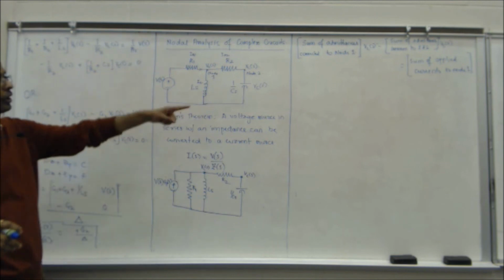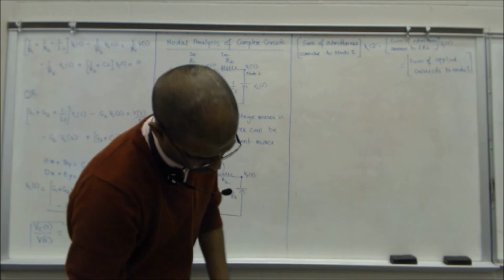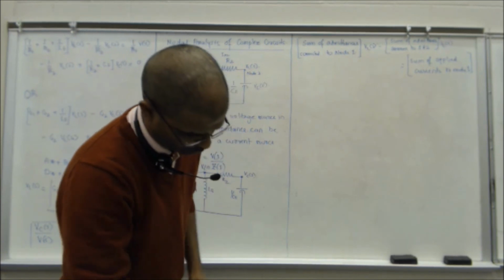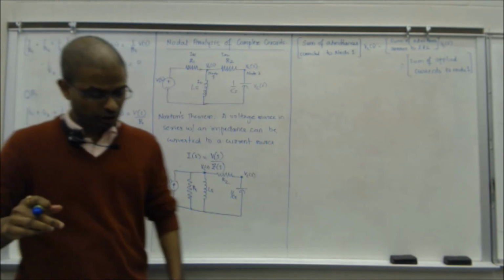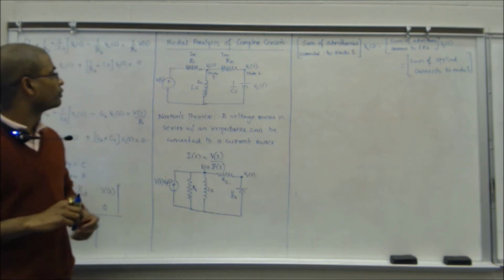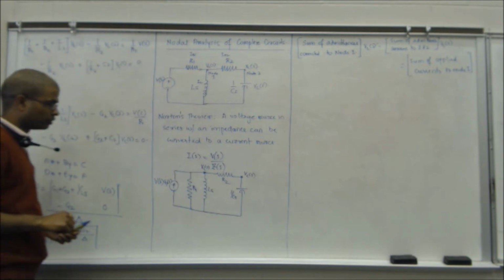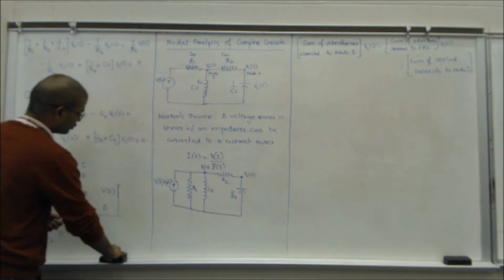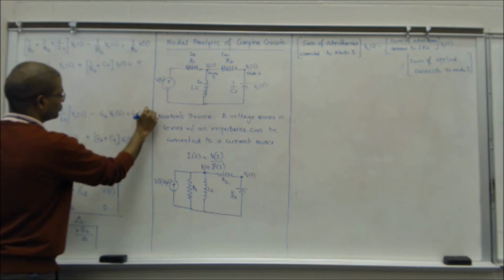Just verify. I erased this part, but can one of you verify? I think that is what it was. Yes, it was V over R1. I want you to verify in the notes if you have notes. If you don't, it is 1 over R1 into V of S. So what does this become? G1 into V of S.